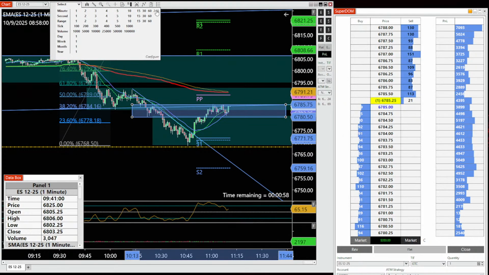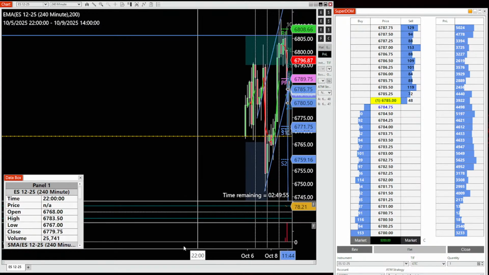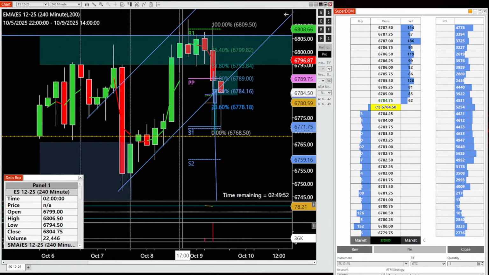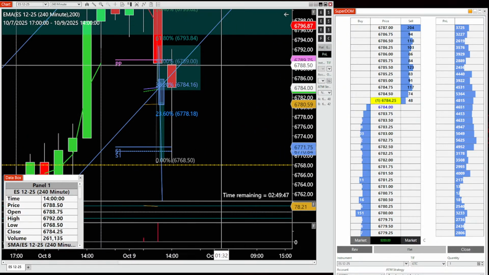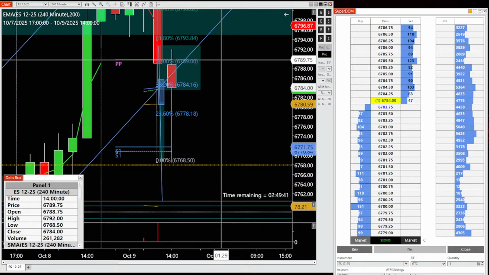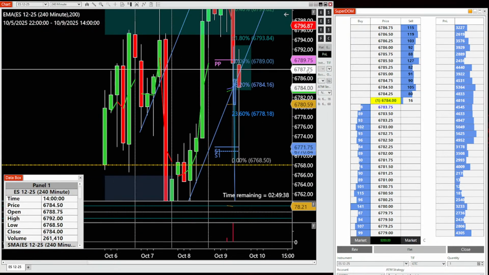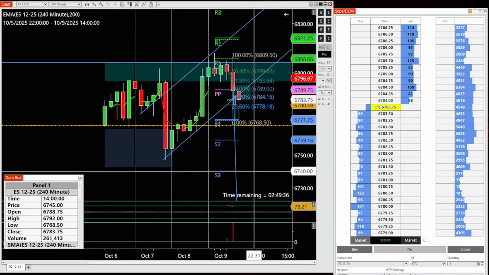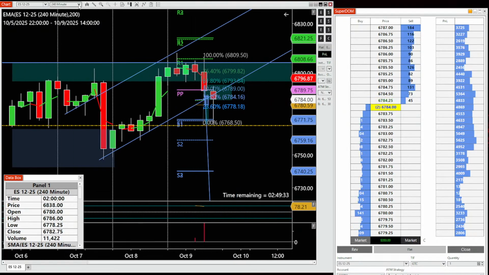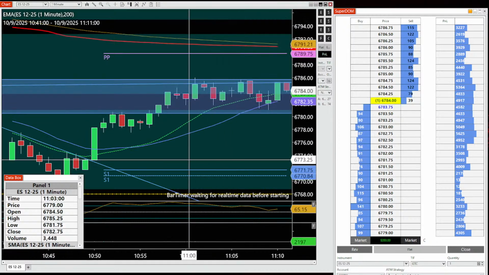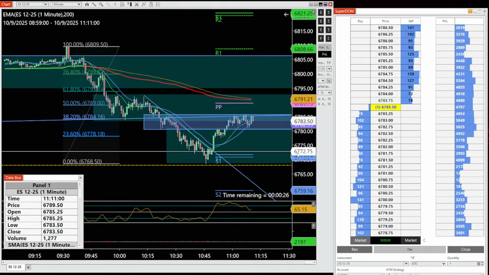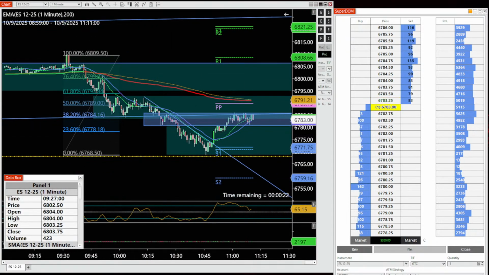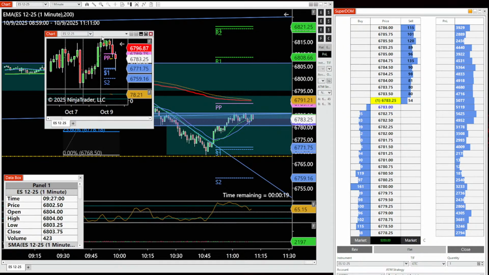Let's see, look at the 240. Look at the 240, how it's looking. The pivot and VWAP is right here. So on the 240 it's got to get back to green to get to the pivot and VWAP. I'm going to bring my other chart up over here, see?